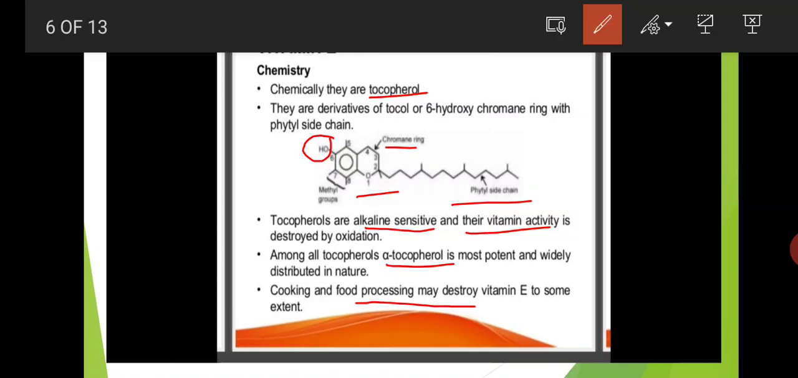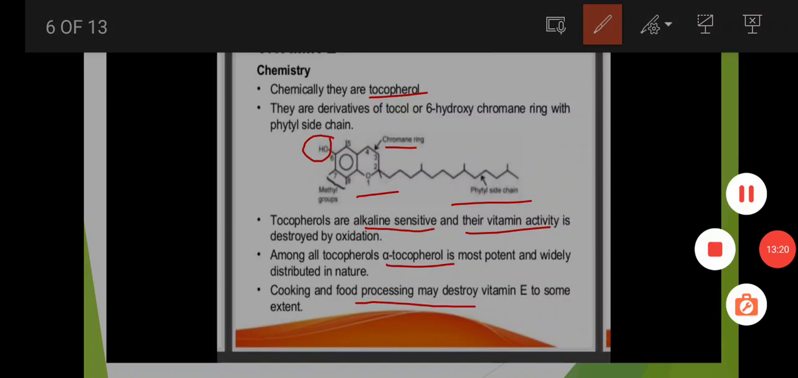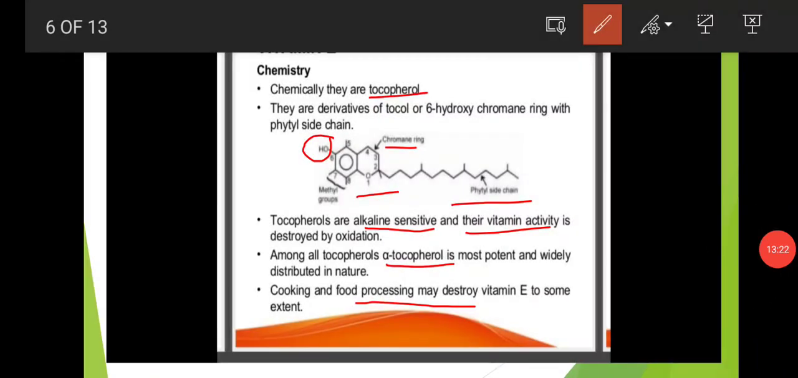In the cooking process, some of the vitamin E is destroyed in food processing methods, meaning on heating. Tocopherols are alkaline sensitive and their vitamin activity is destroyed by oxidation. Among all tocopherols, alpha tocopherol is most potent and widely distributed in nature. Cooking and food processing may destroy vitamin E to some extent.